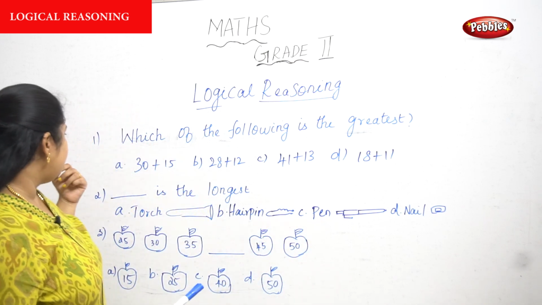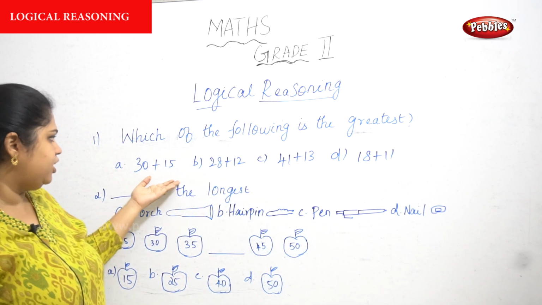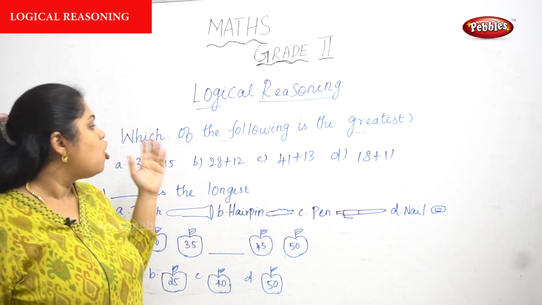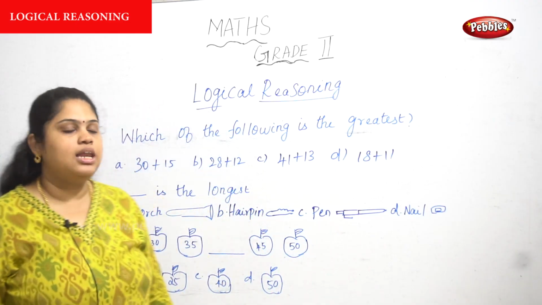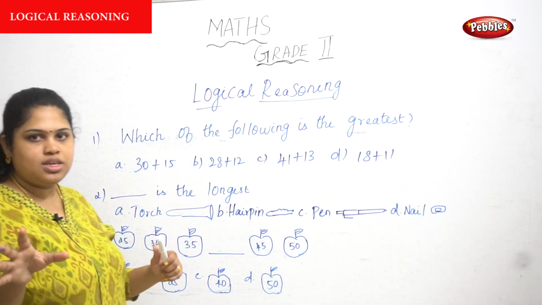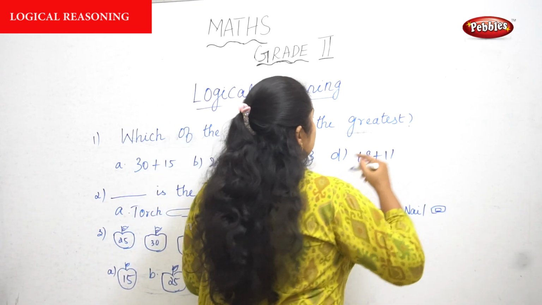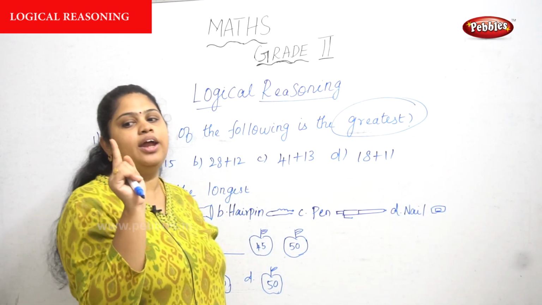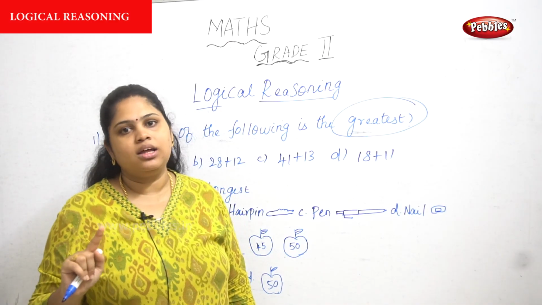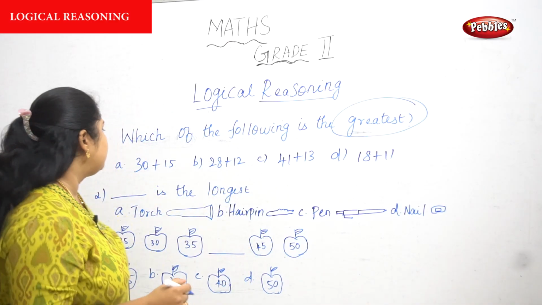Okay, so let's find it out. Option A 30 plus 15, option B 28 plus 12, option C 41 plus 13, and option D 18 plus 11. So these are the options given. And children, what is the question? Which is the greatest? Greatest means only one number is greater when compared with the other numbers. Okay, so let's make some calculation.